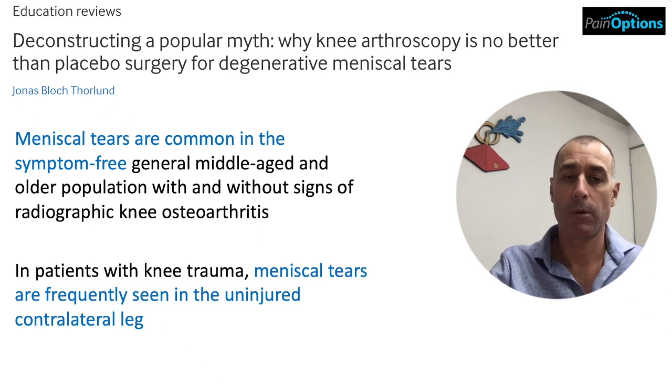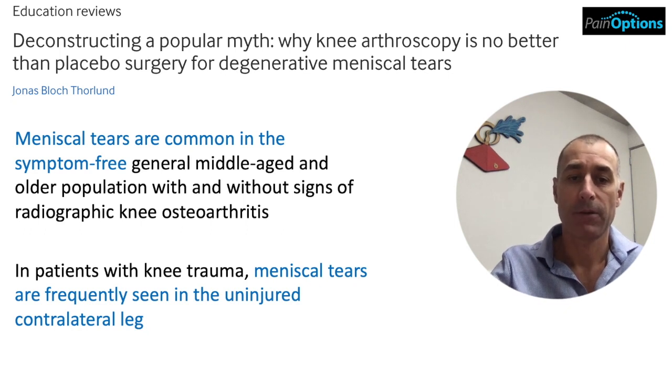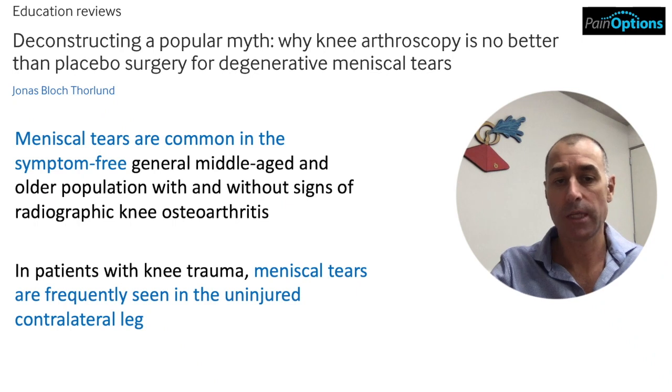So one argument is the meniscal tears are common in people without pain, of the general middle age and older population, and they may or may not have knee osteoarthritis. So they're often already there, then someone hurts their knee, investigations get done, so we blame the meniscal tear as the cause of symptoms. So in people with a knee injury, you scan the other knee and there's often meniscal tears in that knee.